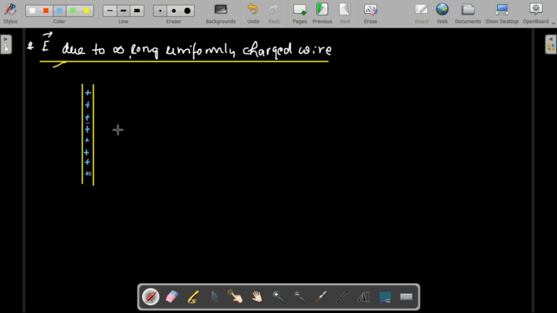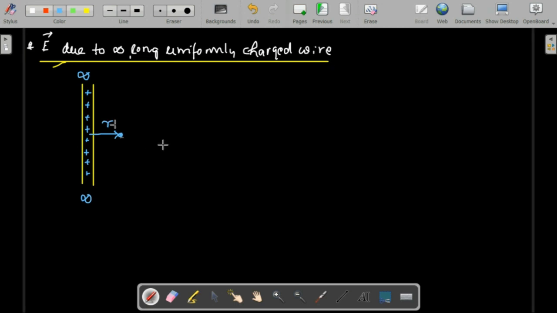Anyway, you have this infinite long wire. So let me write down infinity on this side, infinity on this side, and you have to find out what is the electric field due to this at, let's say, a certain point. Let's say that certain point is at a distance r from its center. So this is the point that we are talking about.